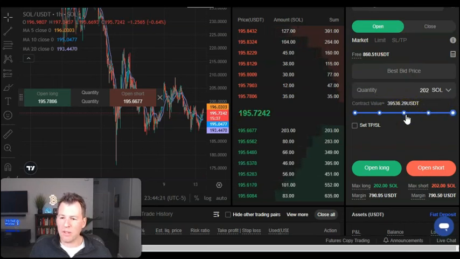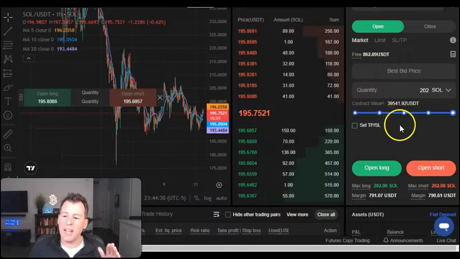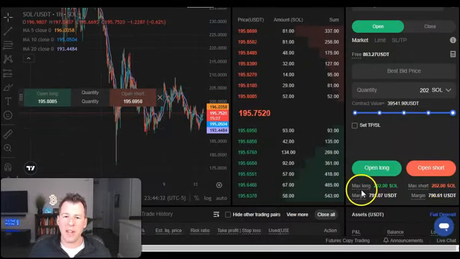So for the full value of the contract, if I am correct and SOL just keeps going down, I can profit $39,000. That's $202 worth of SOL if SOL keeps going down in price, for a margin that I have to put up of $790. That's just below my free margin of $863. So that is perfect. Now let's click on open short.